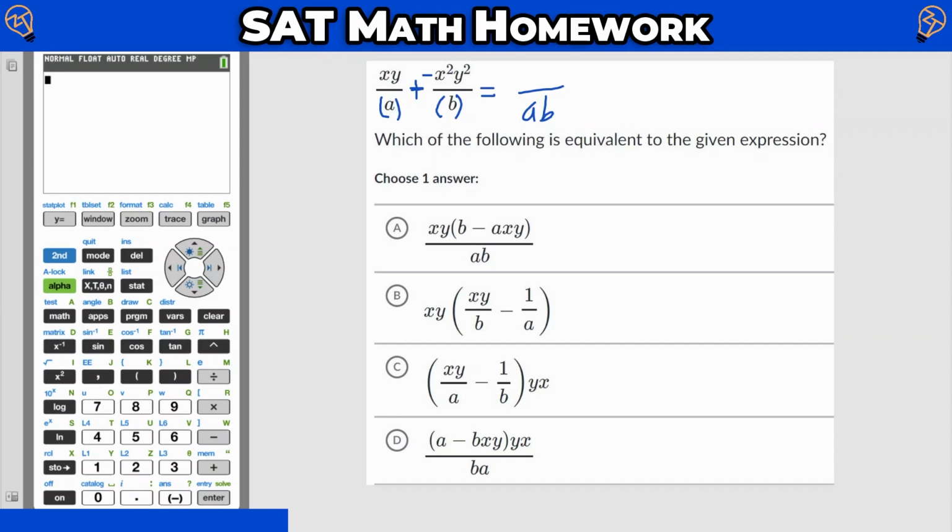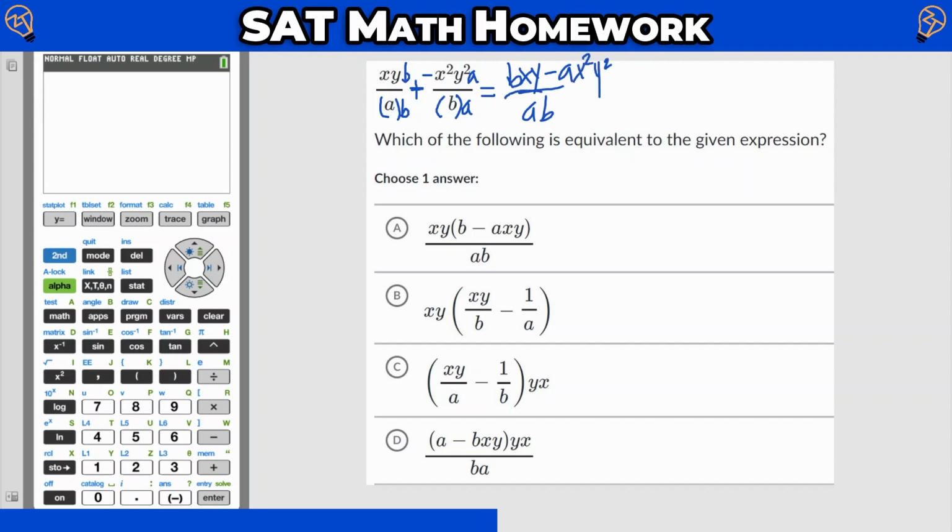Now, to get the common denominator of AB, this first fraction is lacking a B in the denominator, but anything you do to the denominator, you have to do to the numerator. So I multiply top and bottom by B. In this second fraction, I need to multiply top and bottom by A. So let's go ahead and write out what we have here. We have, if I put it in kind of like an alphabetical order, bxy minus ax squared y squared.